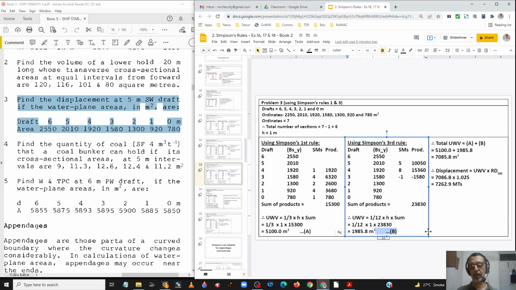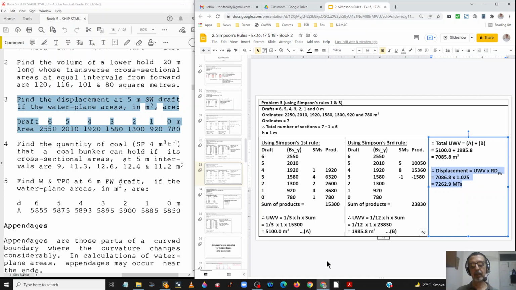Now, adding the two, A and B, I will get the underwater volume until the 5-meter draft, which works out to 7,085.8 cubic meters. And displacement is equal to underwater volume multiplied by the relative density of the water in which the ship is floating, thus giving me a displacement of 7,262.9 metric tons.